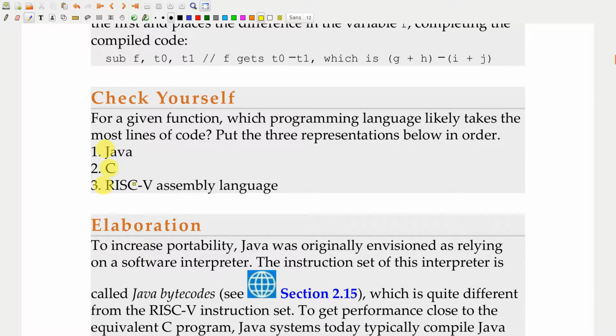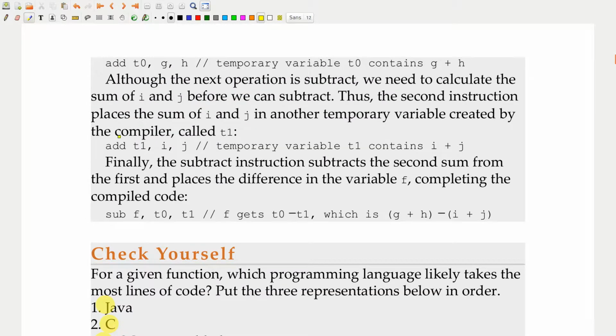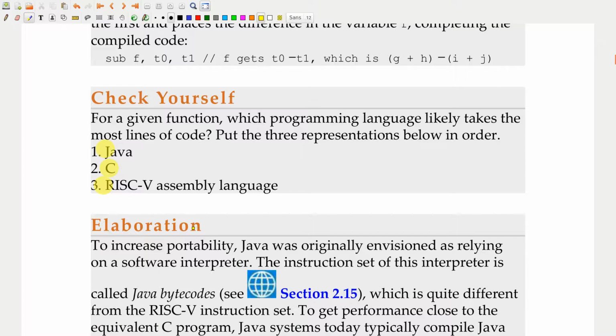Because RISC is, of course, an assembly language, so you have to break everything down into these tiny little instructions. Then C is more low level than Java because Java runs in this virtual environment. And then you have Java.